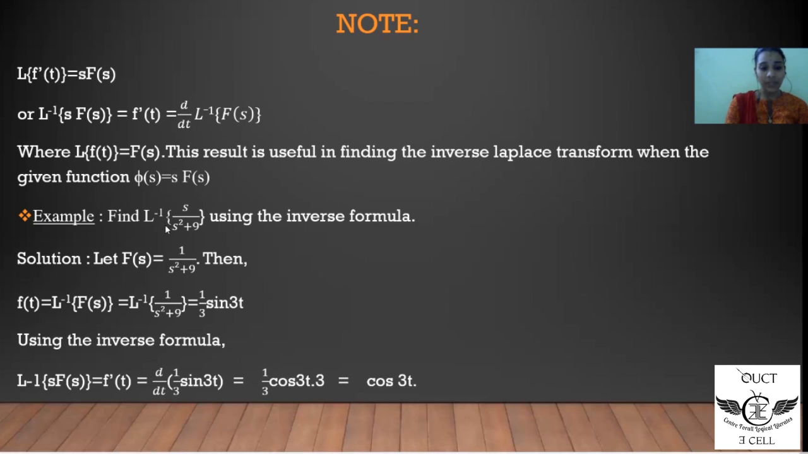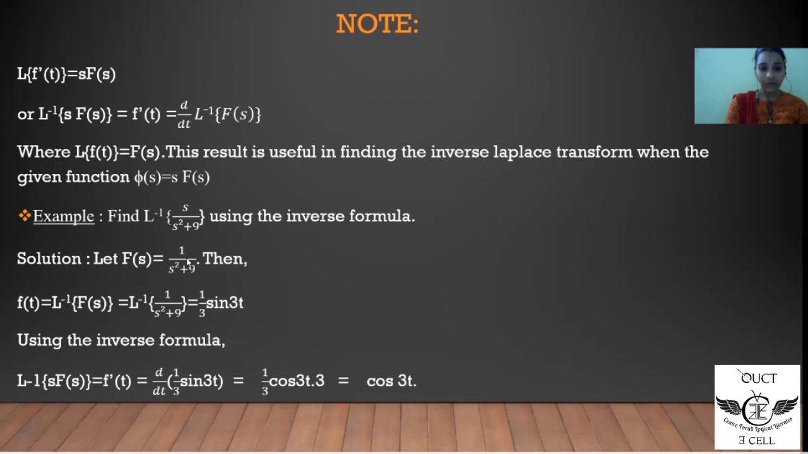Example problem. Find the inverse Laplace transform of s by s square plus 9 using the inverse formula. This is the inverse formula. When any given function is given in the form of s into F of s, then this concept can be used. So let us see the solution.